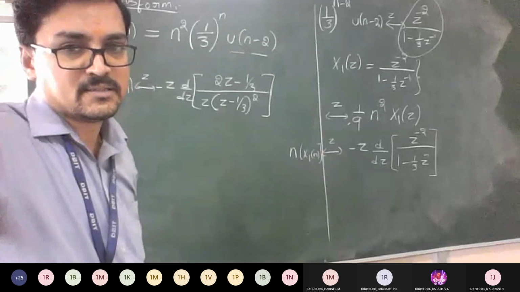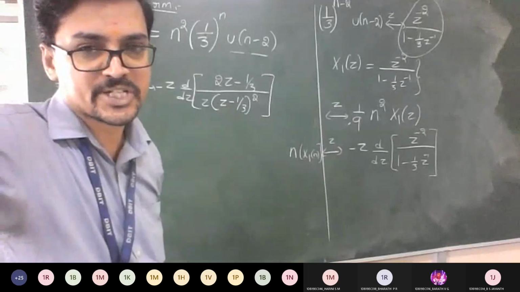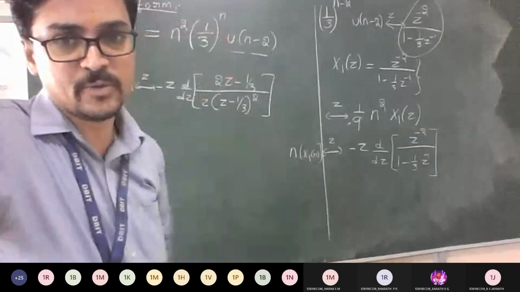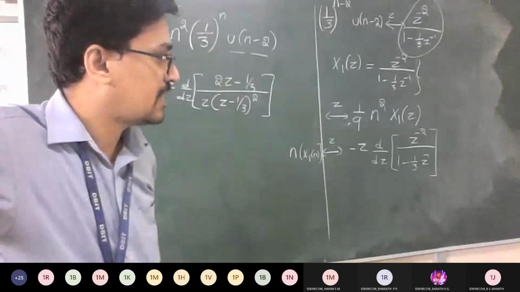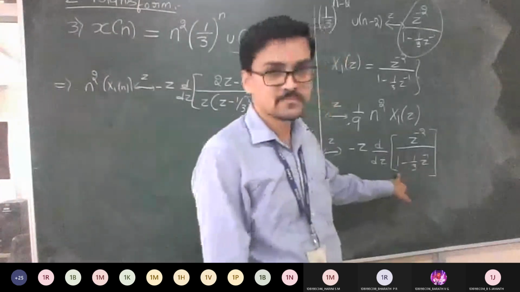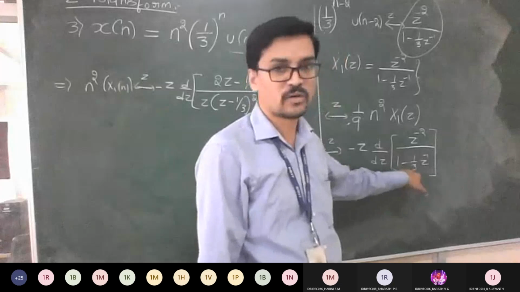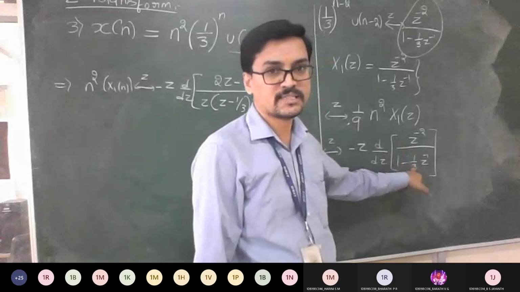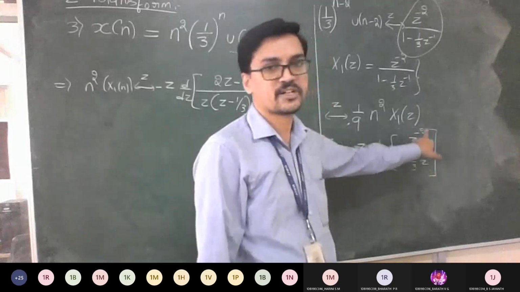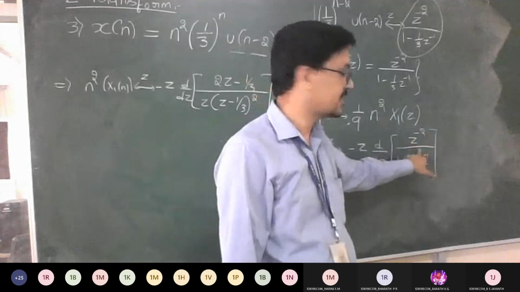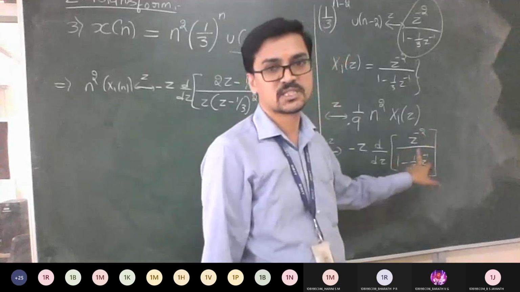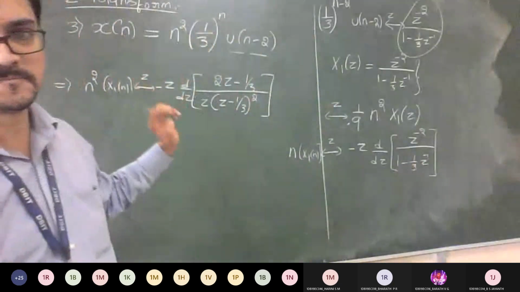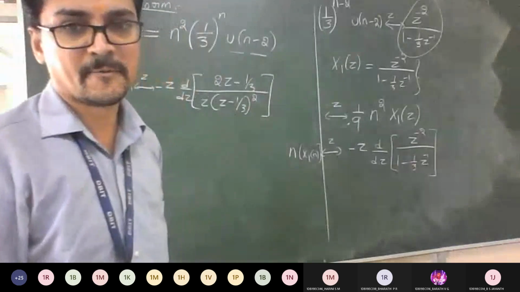Denominator square, then denominator into differentiation of numerator minus the numerator into differentiation of denominator. So apply the formula of u by v rule and get me the answer. I hope you did this right. So denominator square: 1 minus 1 by 3 z raised to minus 1, whole square in the denominator. Numerator: 1 minus 1 by 3 z inverse into differentiation of this, z raised to minus 2, minus z raised to minus 2 into differentiation of this 1 minus this. I hope the things are clear and you got this answer, everyone.